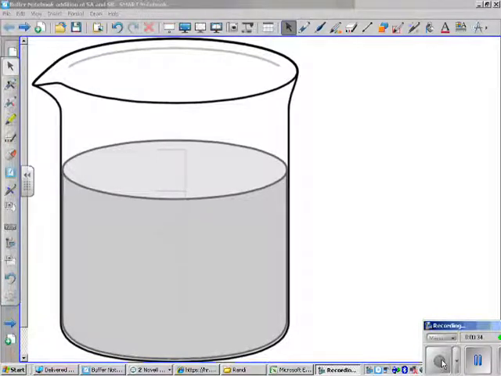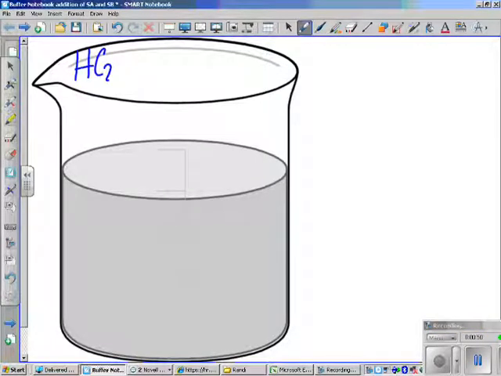All right, so we're going to start by talking about what this buffer looks like. We've been saying that a buffer is a weak acid with a salt with its conjugate, but we've never really looked at what that would look like on a particle level. So let's start by adding to our beaker. We're going to add acetic acid. That's the acid I'm going to use for our example.